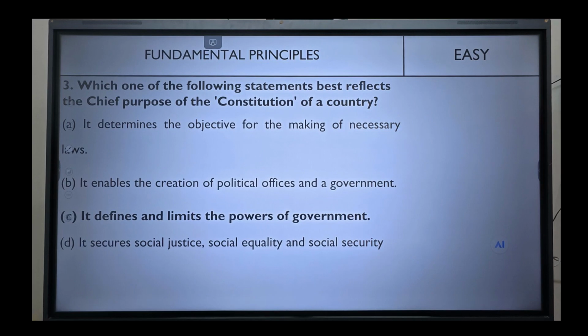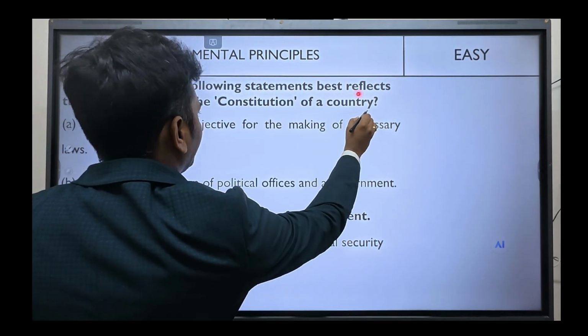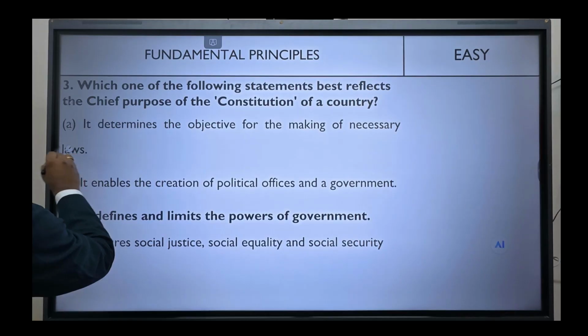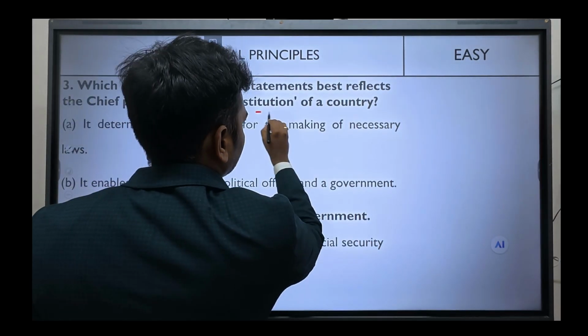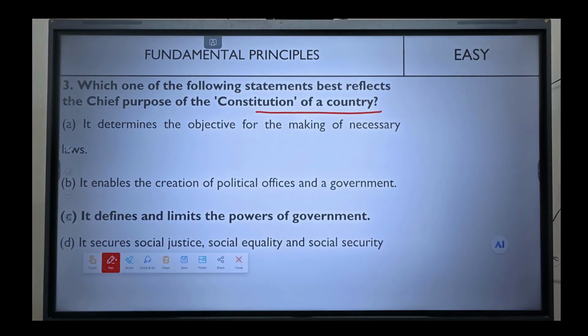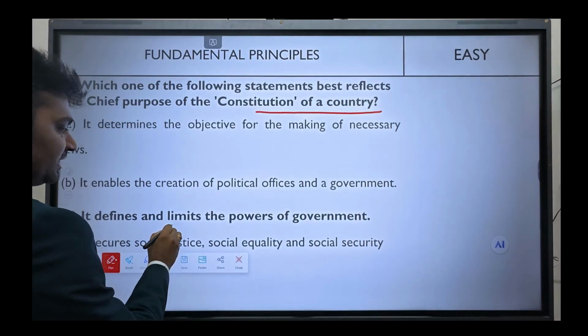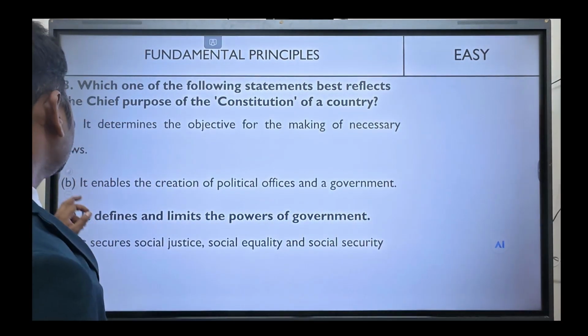Which of the following statements best reflects the chief purpose of the constitution of a country? Why should we have the constitution of the country in the first place? What is the need to have a constitution? It determines the objectives of making of necessary laws. It enables the creation of public offices and government. It defines and limits the powers of government. Now look at this. Why should we have a constitution?